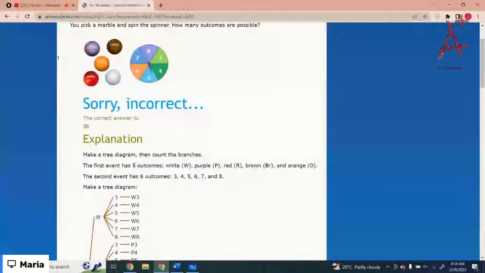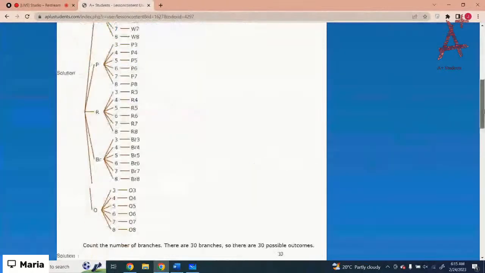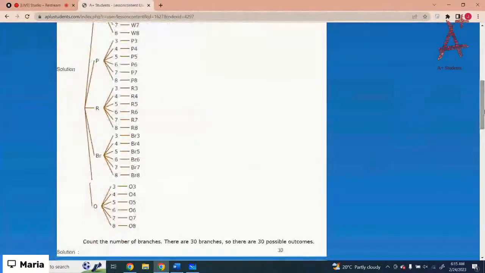Got it? Same is the case for purple. If you select the purple marble, you have 6 options. You can get any of the numbers on the spinner. Got it? So for each marble, you have 6 outcomes. So in total, you have 5 times 6, which makes 30. That means the total outcomes are 30.